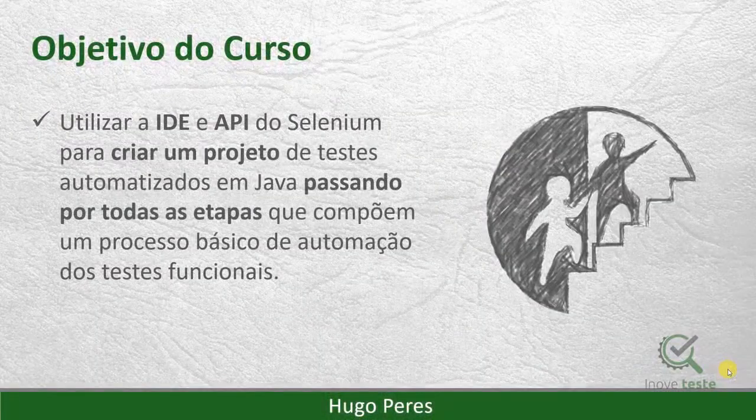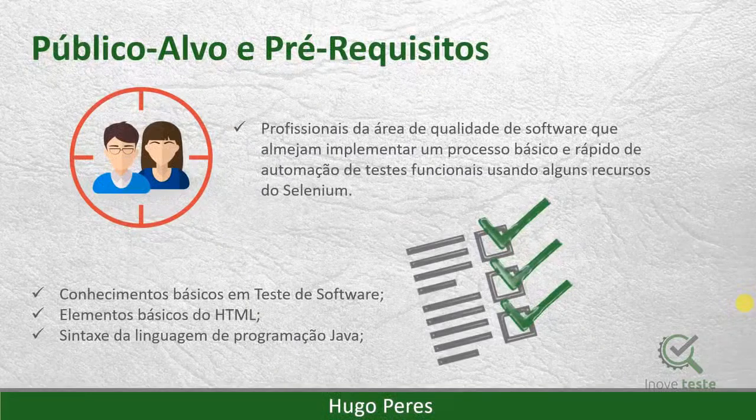Hello! This course aims to help you create an automated test project in the Java language using the features Selenium IDE and Selenium WebDriver, where you will go through all the steps that make up a basic process of functional test automation. The target audience of this course are people in the area of software quality who aim to implement a basic and rapid process of automating functional testing using these Selenium features.